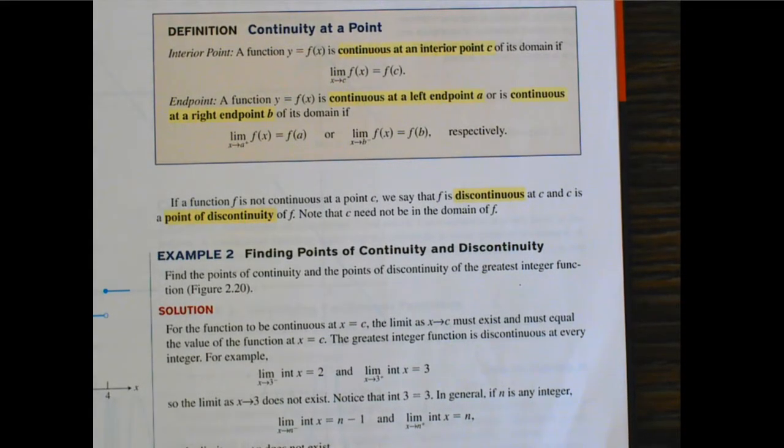If a function is not continuous at a point, we say that f is discontinuous at that point, and c is a point of discontinuity. A lot of times we just call it a discontinuity, not a point of discontinuity. But I would accept either one.